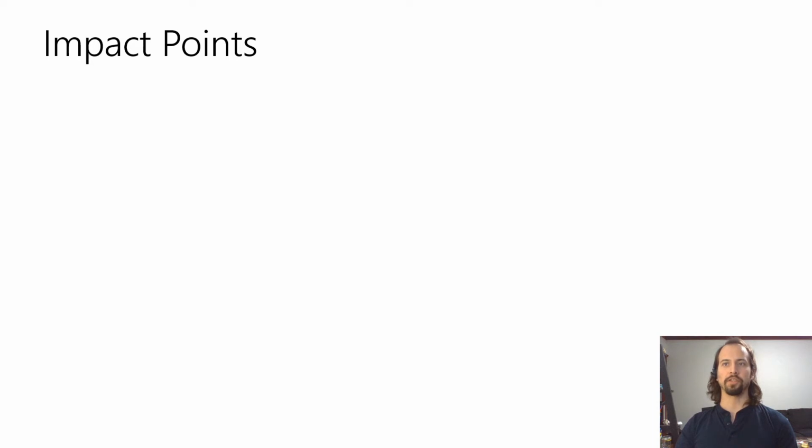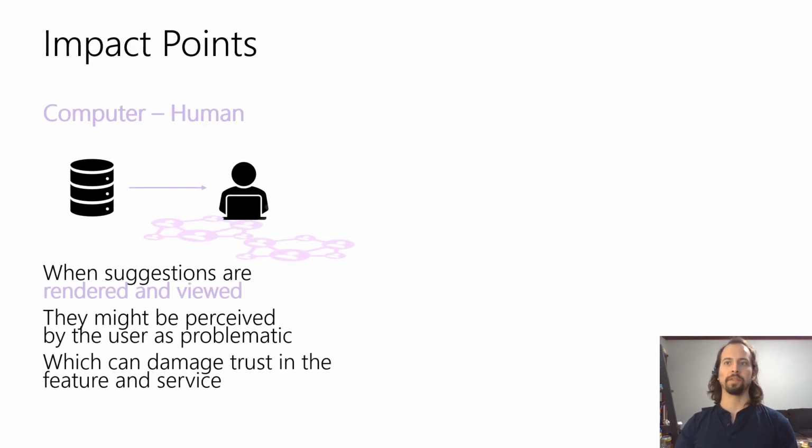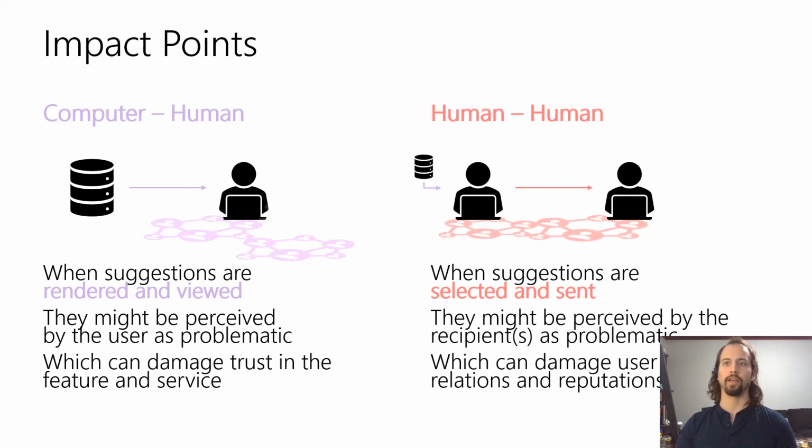We identify two junctions at which suggestions can negatively impact users. The first can be described as direct and occurs between computer and human when suggestions are rendered and viewed. If those suggestions are perceived as problematic by the user, they can damage trust in the feature or service. The second can be described as more indirect and occurs between humans when suggestions have already been selected and sent. These suggestions might be perceived as problematic by the recipient or recipients, which can then damage user relations and reputations.